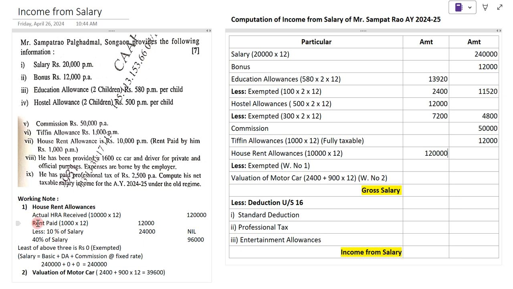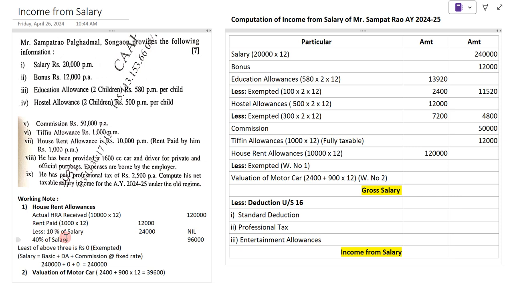So first write actual HRA received. How much is the actual HRA received? 10,000 into 12, 1,20,000. Okay, point number 1. Now point number 2 is rent paid. How much rent is paid by Sampath Rao? That is 1,000 per month. So 1,000 into 12, the actual rent paid by Sampath Rao is 12,000. Okay. From rent paid we have to deduct 10% of salary.